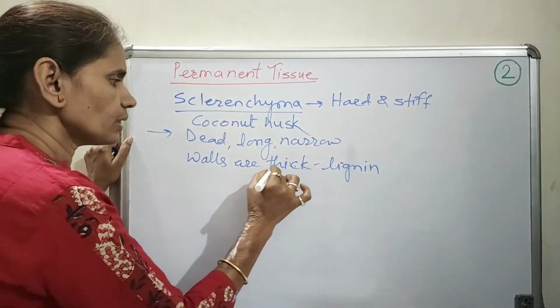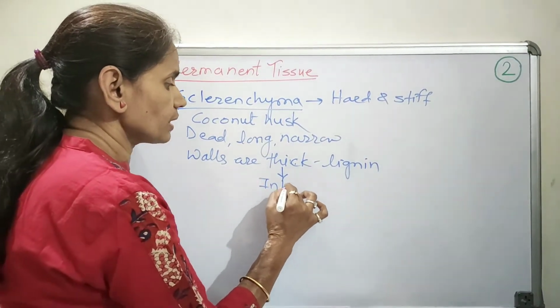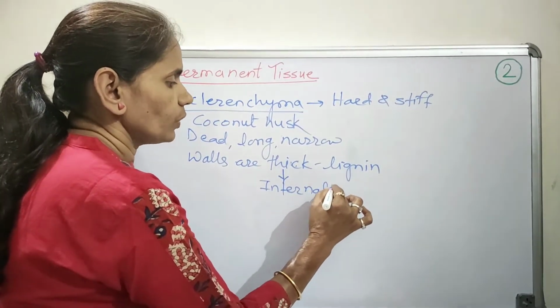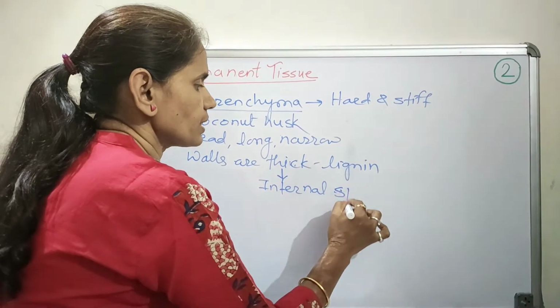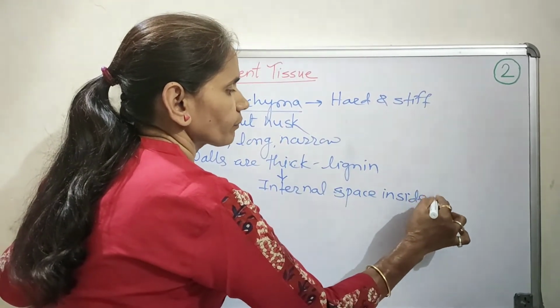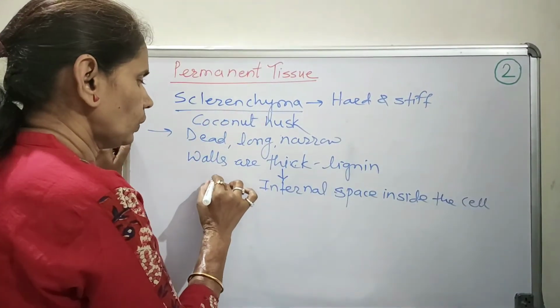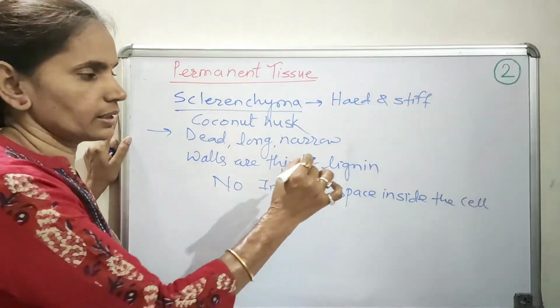Now the walls are so thick that there is no internal space inside the cell. So internal space inside the cell is not present.